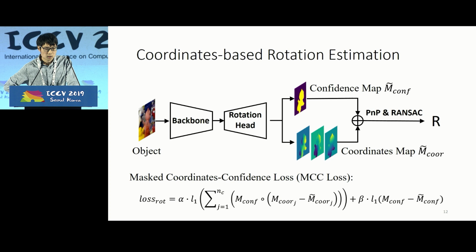We use a coordinates-based method for rotation estimation because it shows robustness to clutter and occlusion, and we propose a masked coordinates confidence loss by only computing the coordinates loss on the foreground region.